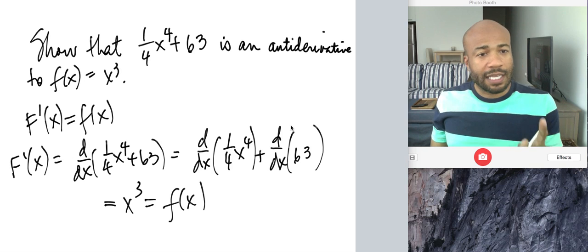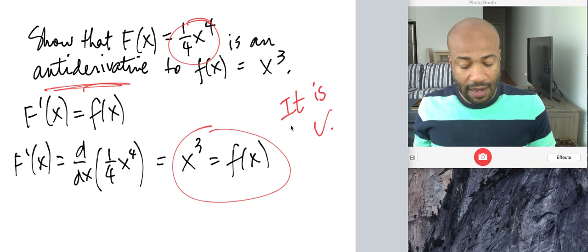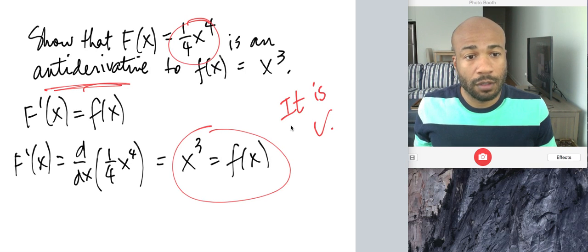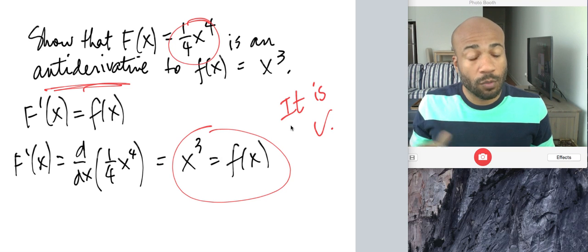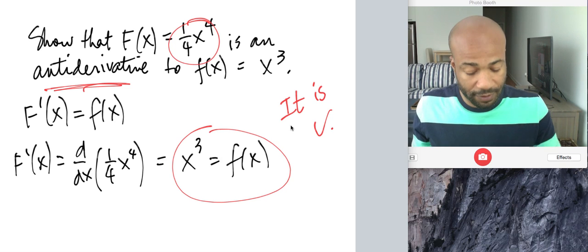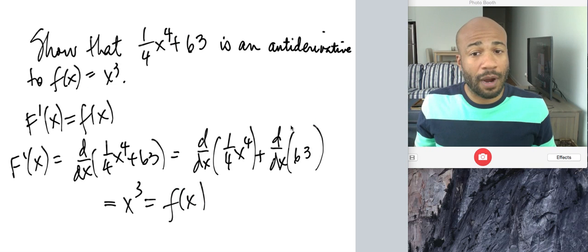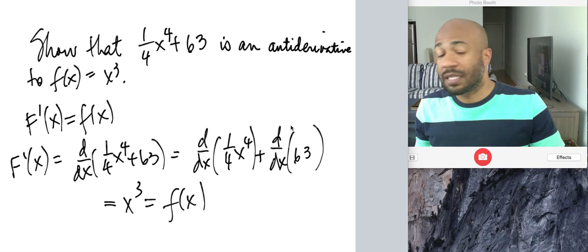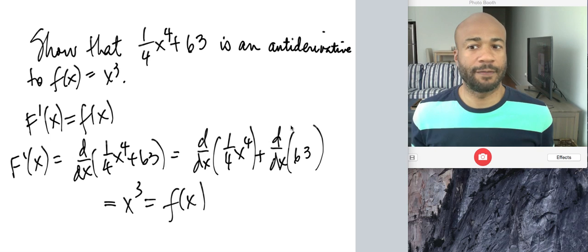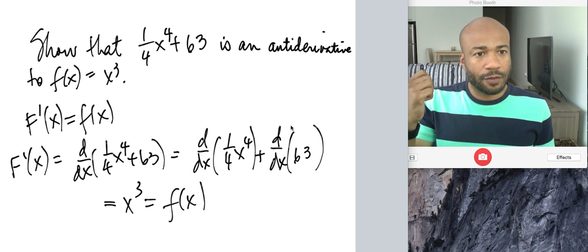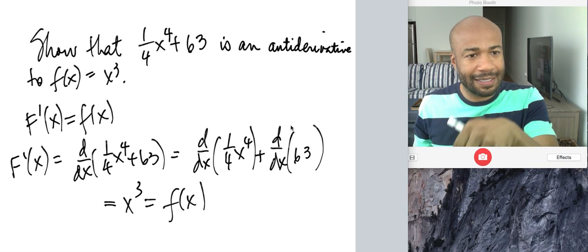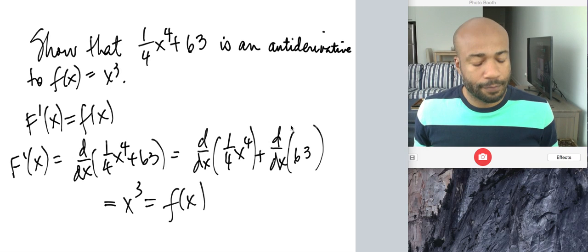So if you take a look at the previous example, I have 1/4 x to the fourth gives me x cubed when I find out that that's an antiderivative. And then the next problem says 1/4 x to the fourth plus 63 is an antiderivative to x cubed. So I have two functions that kind of meet that same little f.